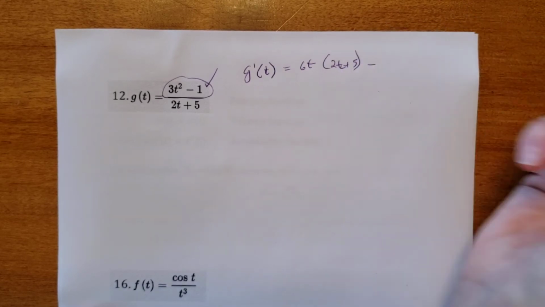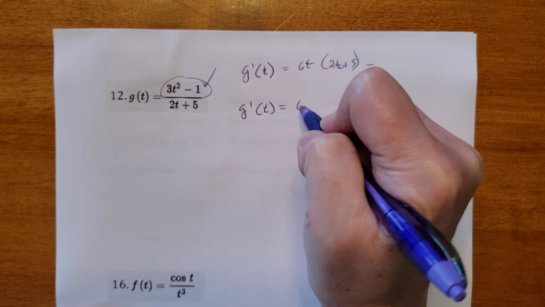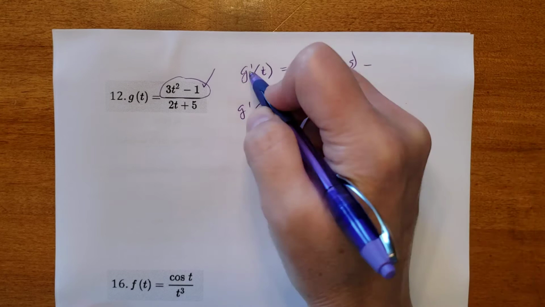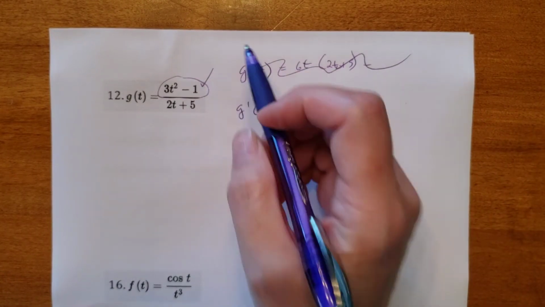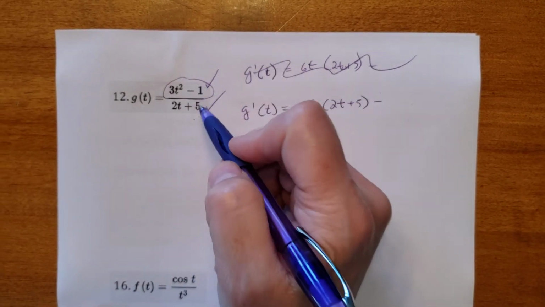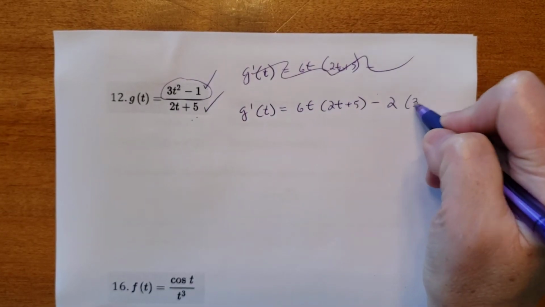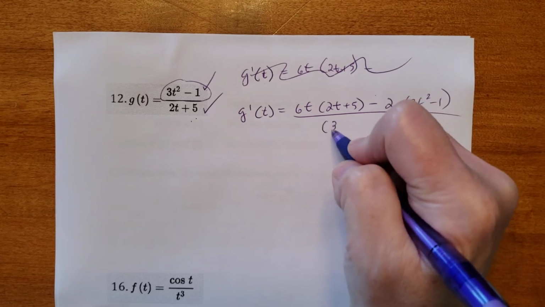And then minus. That's so sloppy. I think I can do a little bit better. There we go. All right, so I took the derivative of the top times the denominator. Now I'm going to do the derivative of the denominator. The derivative of this is just 2 times the top, and all over the denominator squared.